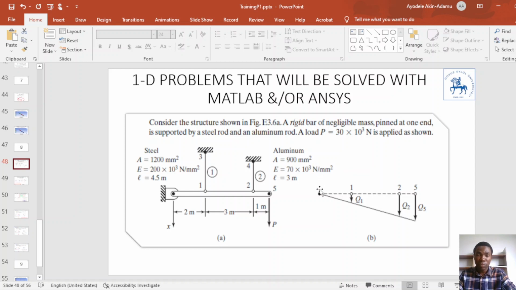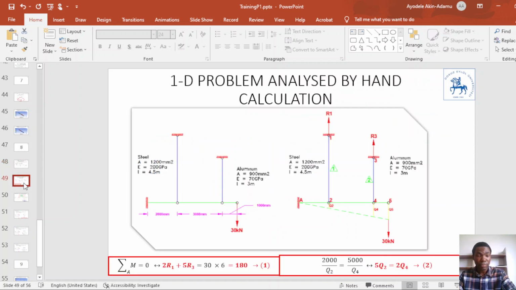So to solve this problem again using the penalty method, we need to understand the concept called the multipoint constraint model. I'm going to explain this model in my next slide. So let's move to the next slide. Okay, I'm actually not going to explain the multipoint constraint model now. First, I'll solve the problem using hand calculation. After the hand calculation explanation, I will explain the multipoint constraint model.